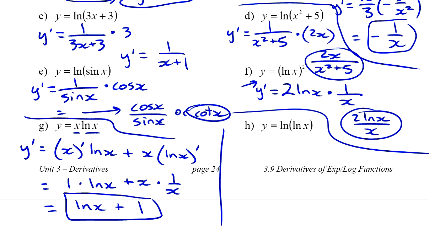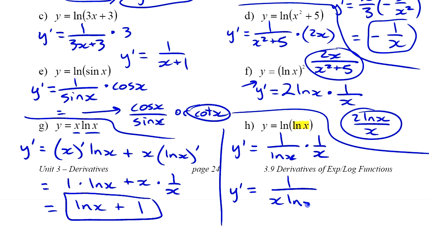Last one over here. This is not a product, it's ln of ln x. So first we need to look at the outside function, which is ln of something. The inside function is ln x. So the first part is 1 over that, 1 over ln x. But then we've got to include the derivative of the inside function, ln x, which is 1 over x. So we actually have y prime is 1 over x ln x.